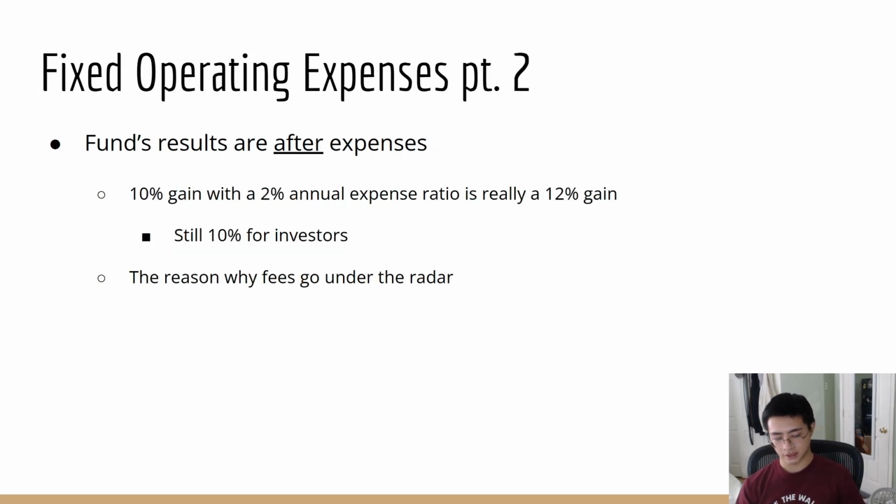Now, the fund's results come after the expenses. So if a fund says that it made a 10% gain, and it has a 2% annual expense ratio, technically it gained 12%. For us investors, that's still 10%, but I'm just telling you how it works. It comes after the expenses. This is the reason why many of the fees go under the radar: you don't really see it, because the results come after the expenses.